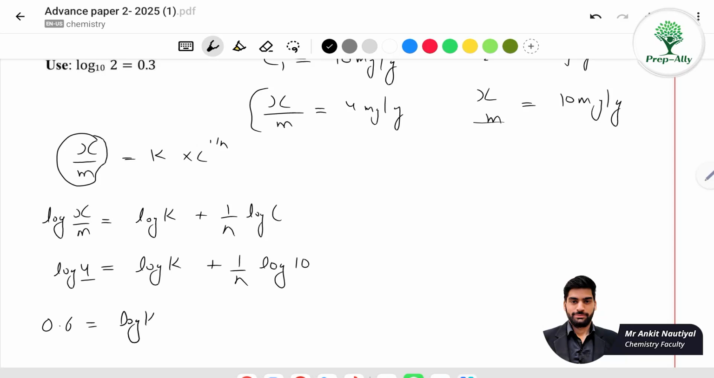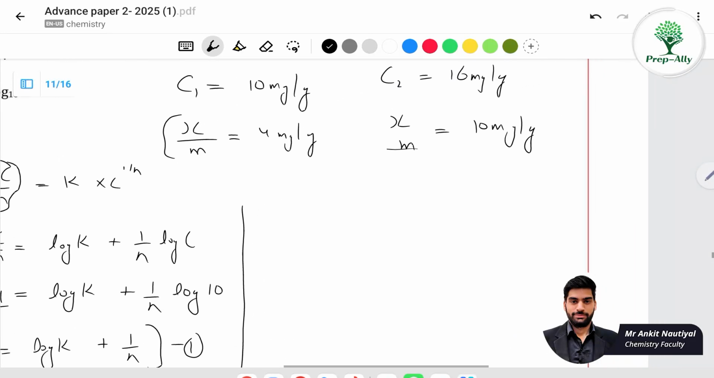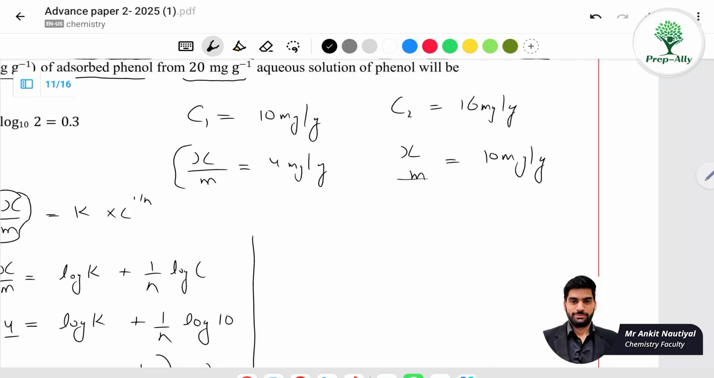Then log k plus 1 upon n, and log 10 will be 1. So this is the first equation we are getting. Again we can solve the same for the second given values. So again, after applying log x upon m, that is given 10, is equal to log k plus 1 upon n, and then log c, that is 16. Again, 1 upon n multiplied by log 16.